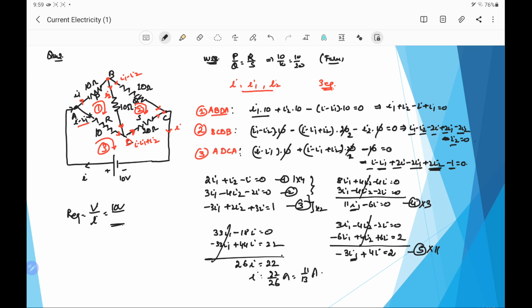So now we put the value of I here. Voltage applied is 10 volt and the current is 11 by 13. So it is 130 by 11 ohm, the resistance between A and C.